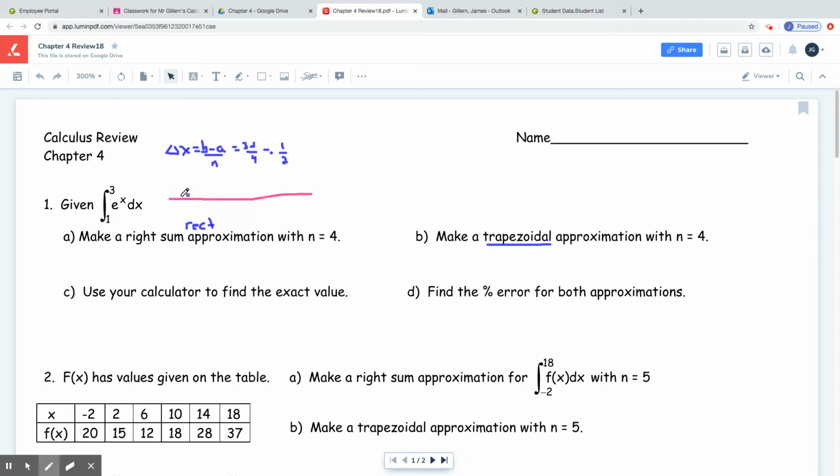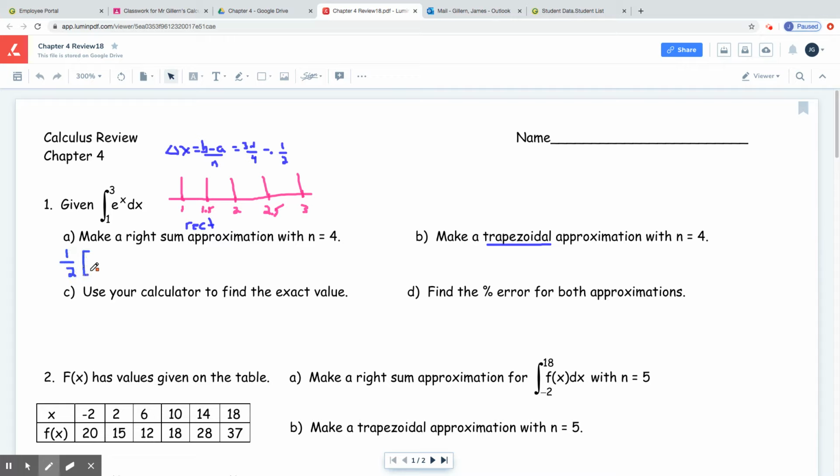So we have our little line here where it's 1 to 3. And every 1/2 we're going to be putting in our x value. So 1 plus 1/2 is 1.5, plus another half is 2, plus another half is 2.5. All right, and there we have our 1, 2, 3, 4 rectangles we're going to use. Okay, so now to do the calculation, delta x for rectangles always goes on the outside.